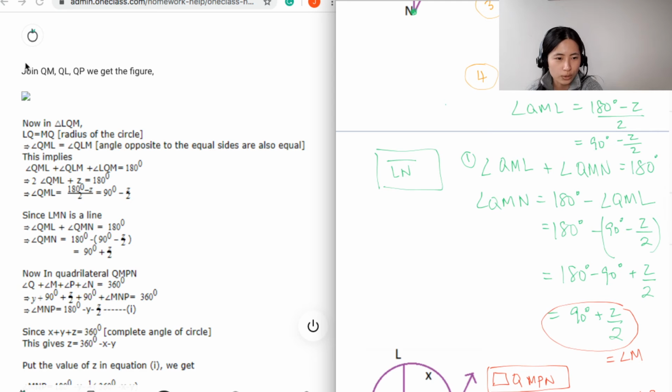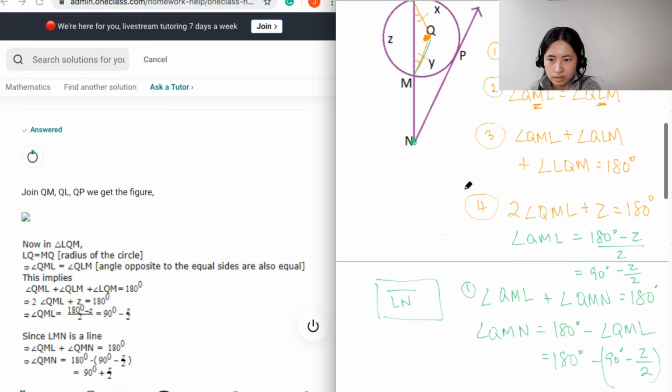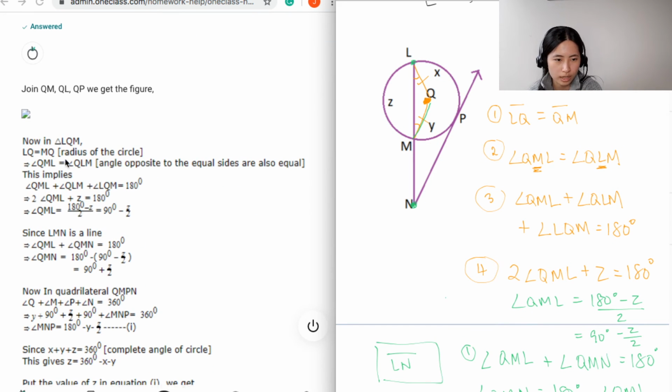Okay, so they looked at the triangle, which is LQM. Okay, so this is what they wrote. So they're saying you have this LQ, which is equal to MQ, and that's right, that's the radius of the circle. As I mentioned earlier, you have the two angles equal to one another because it's an isosceles triangle, right? And that's equal to 180 degrees. The reason why it's 180 degrees is because it's the sum of the interior angles of a triangle, right?